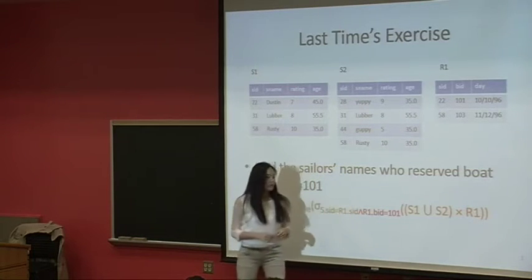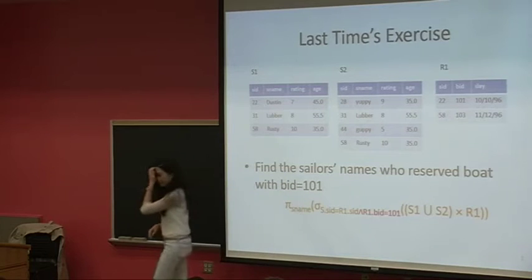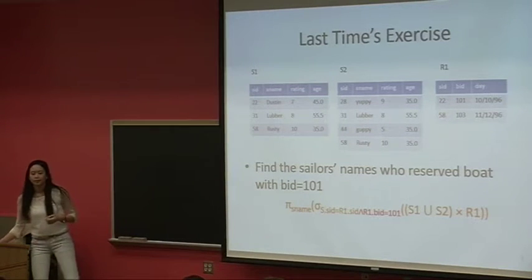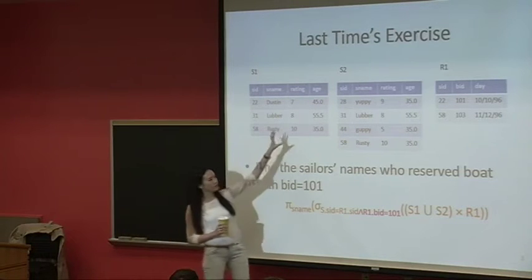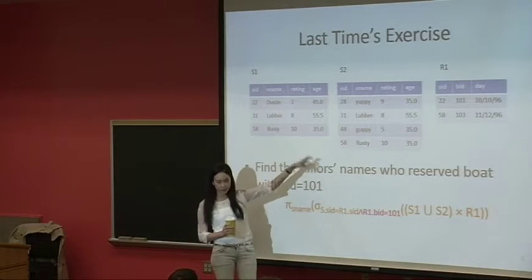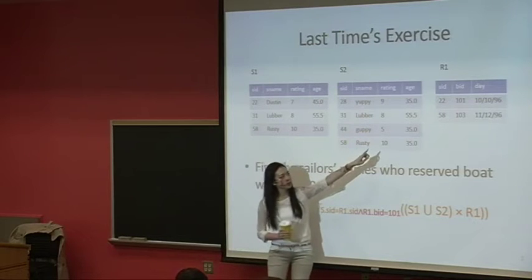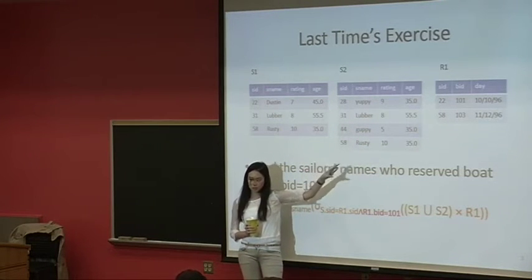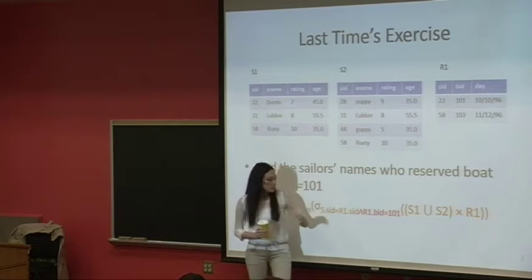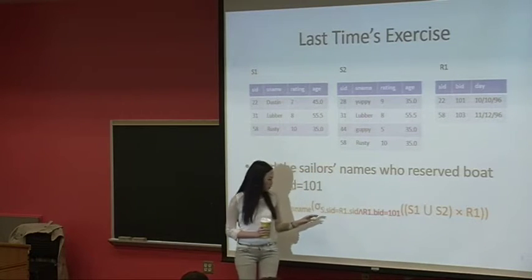Why would we want to take cross product? We need the drawing so that we find the result. Because now we have the sailor table, right, that we union them together. If you take a cross product, then they get associated with each other into a big table. Okay, so that's that for that part.